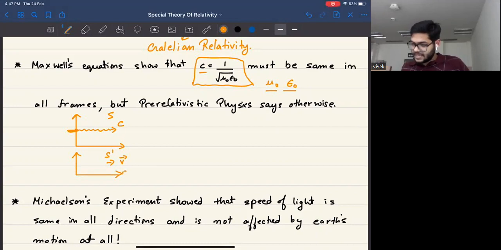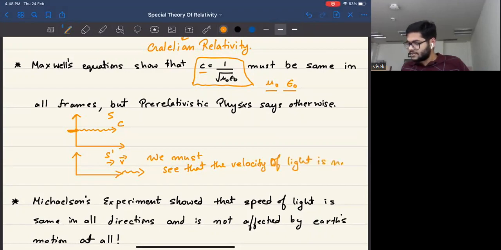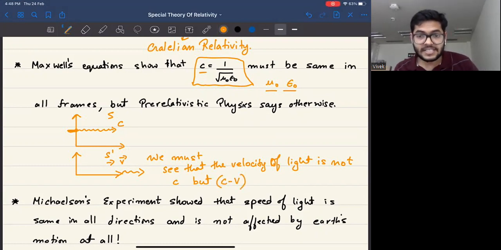Then in this frame S prime, we must see that the velocity of light is not c but c minus v. So we see by Galilean relativity, by the Galilean transformation, that the speed of light should change as we go from one inertial frame to the other. But by Maxwell's equations, we see that the speed of light must remain the same.